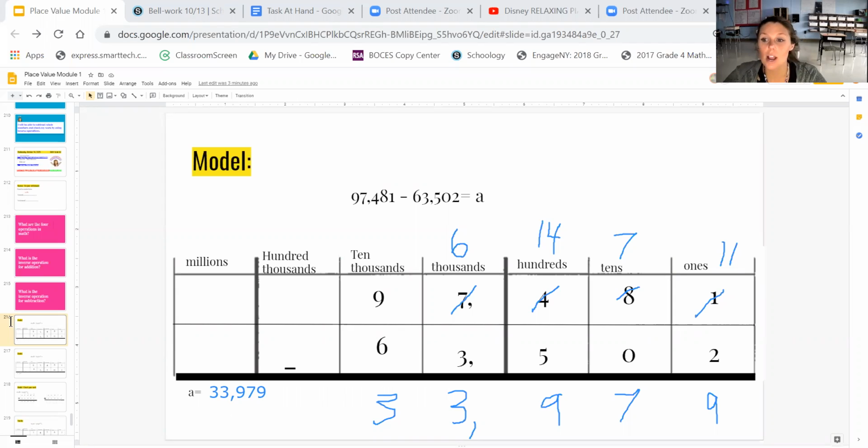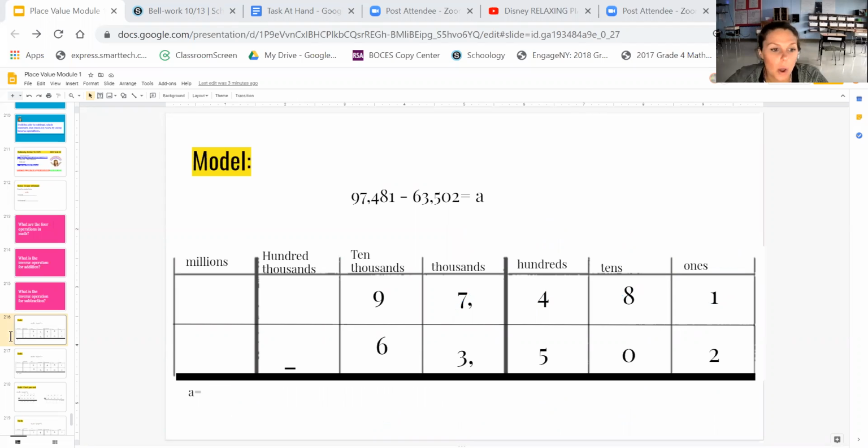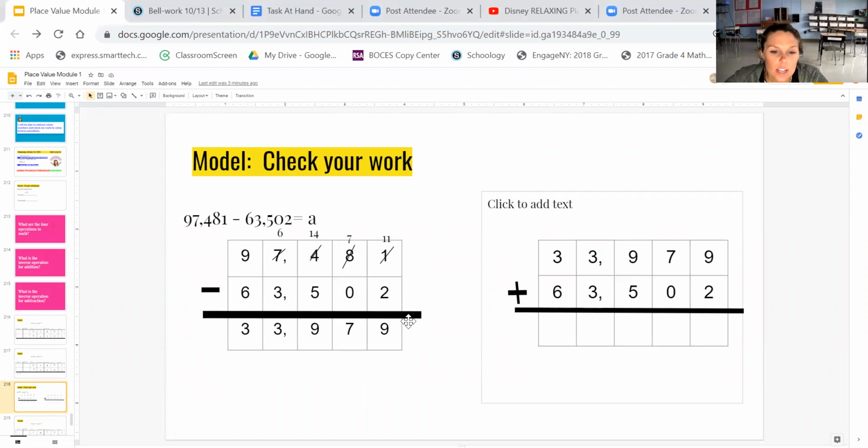Remember, when we try to see if it's correct, we're doing that inverse operation. So we're going to do the opposite. We're going to add it. So you'll notice over here, this was my subtraction work. And now I'm doing the opposite. So I kind of like to take my answer and go up. I'm going to add, see how it makes a plus sign, this number, what was my subtrahend.